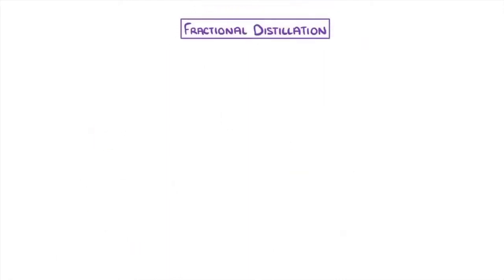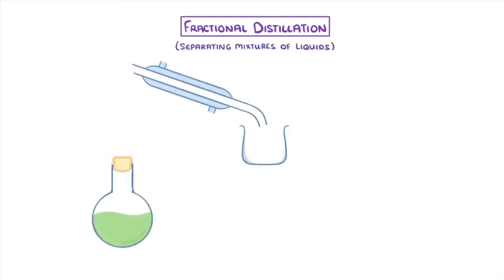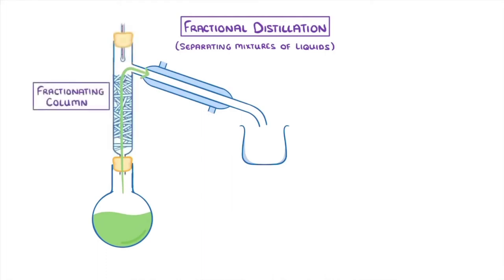In this case, we'd have to use a different technique, called fractional distillation, which is the main technique used for separating mixtures of liquids. The equipment for this is pretty similar, but instead of the gas passing straight from the flask into the condenser, the vapors have to first pass through a fractionating column, which has two key features.